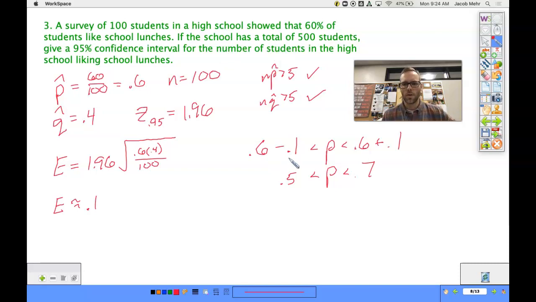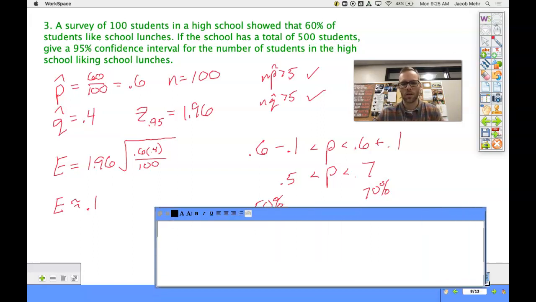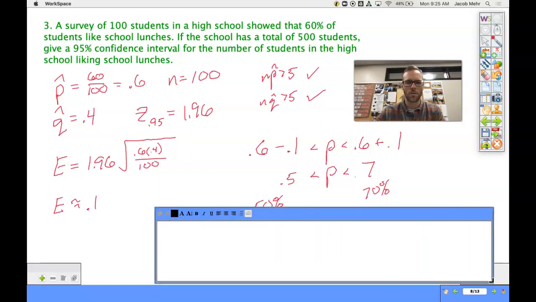Now, the question is not a confidence interval of the probability, but for the number of students. So this corresponds to 50%, and that corresponds to 70%. So I would say I'm 95% confident that 50% to 70% of the high school students like school lunches. But how many students would that really be? If it's 50% of 500 students, that'd be 250 students. So we're just changing percentages to number of students.